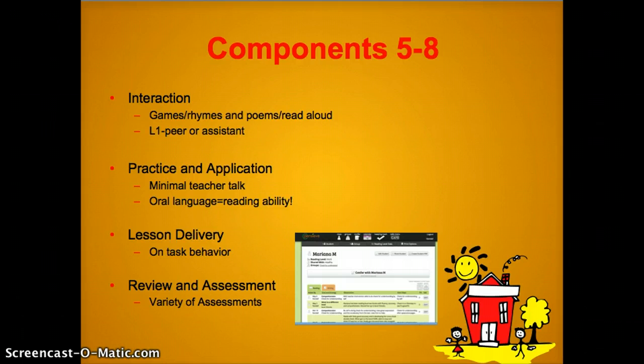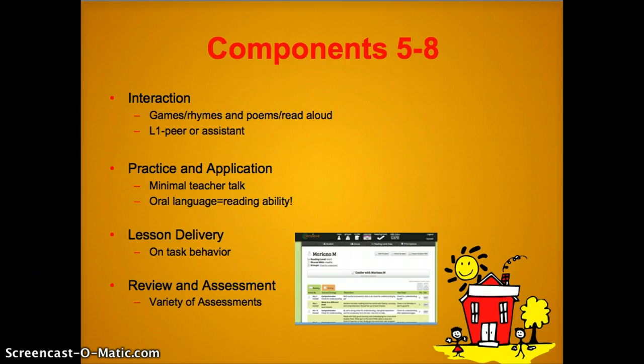For practice and application, we need to remember that young children have very small attention spans. Therefore, teacher talk should be kept at a minimum, and oral language should be valued above all else. Remember, by developing oral language, we will be developing strong literacy skills.